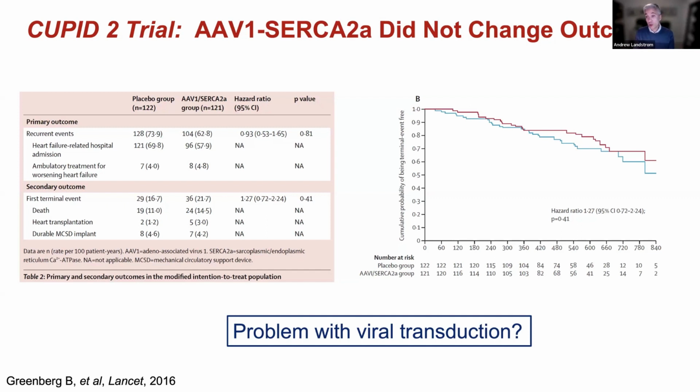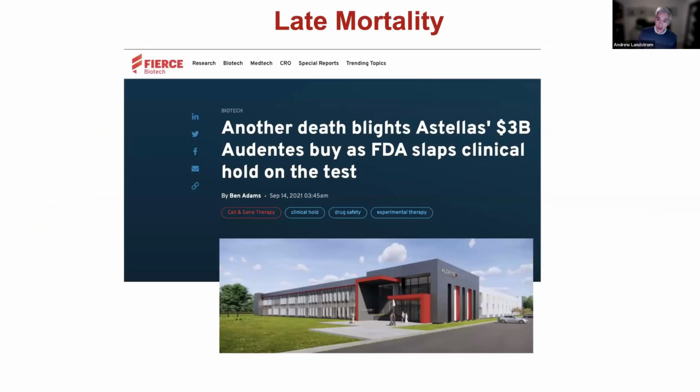And we really don't know why. There's some thought that maybe the virus wasn't delivering its payload, but you can't take pieces of people's hearts and look at them. These people are all still alive. So we don't know why this failed, but it did. And importantly, there have still continued to be some deaths. And it's important to realize that.